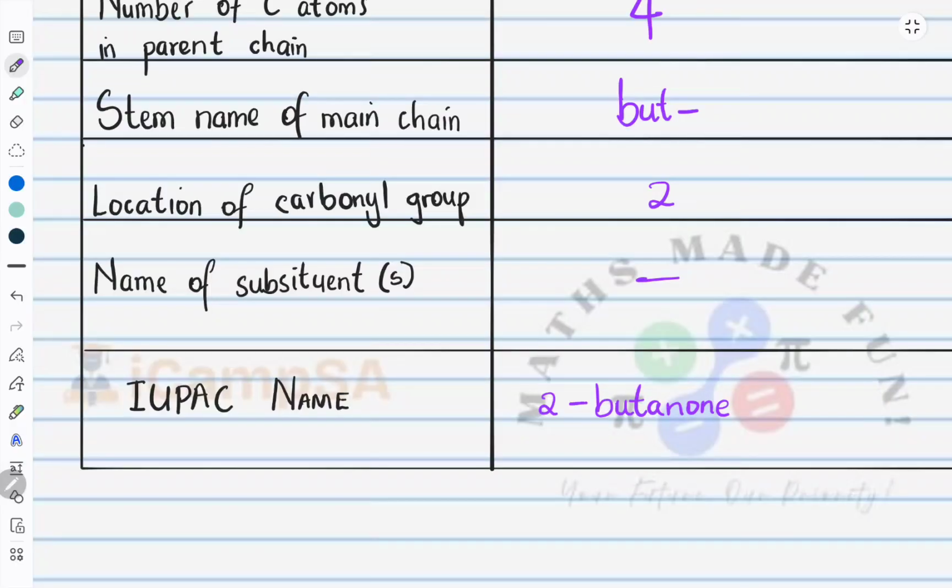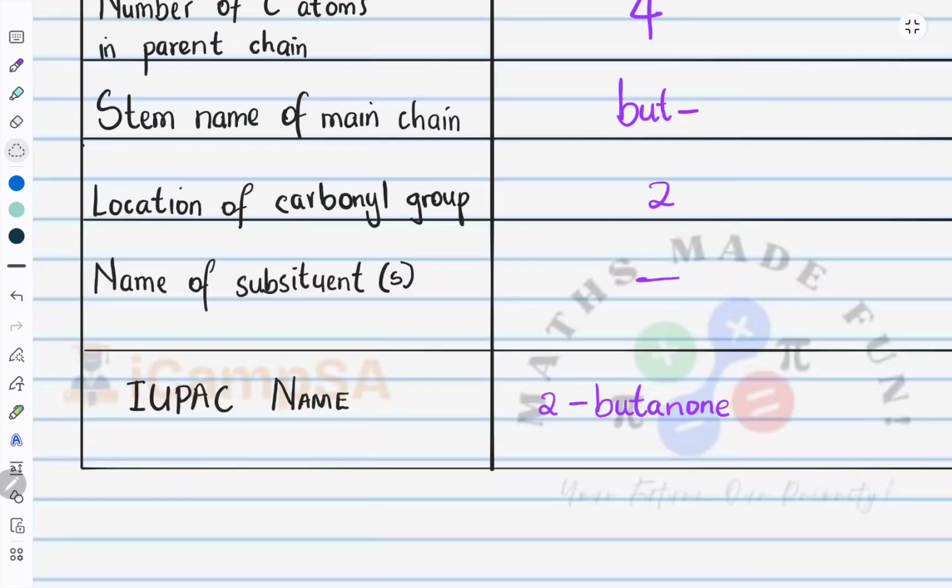So if you remember, what I said at the beginning was that after propanone, you can never have a simple butanone or a simple heptanone, right? Because the longer the chain gets, now we have to start specifying where along the chain our carbonyl group is located, which is what we just did here. It's located on carbon number 2, and the name of the parent chain is butanone, right? The stem name is but, and then combined with the suffix, it becomes butanone.